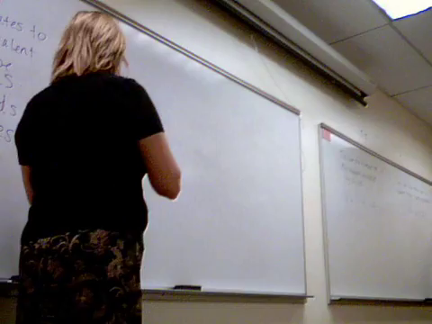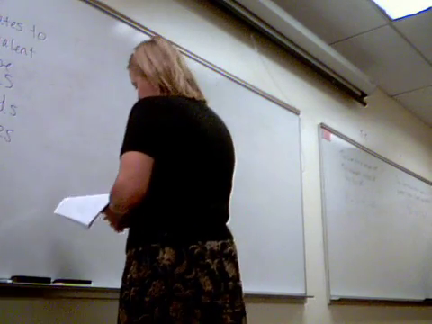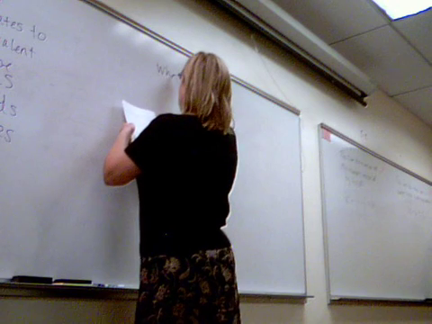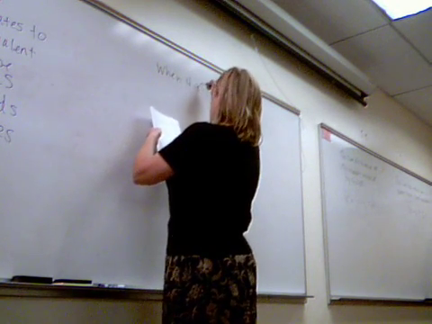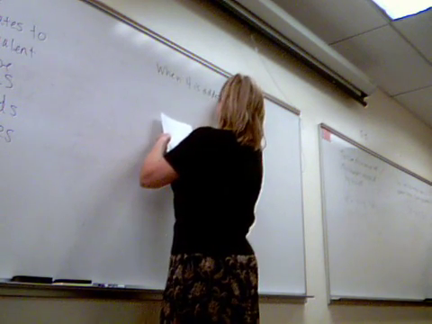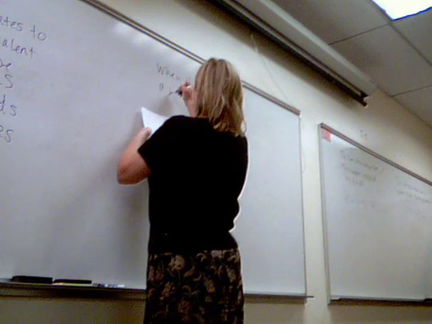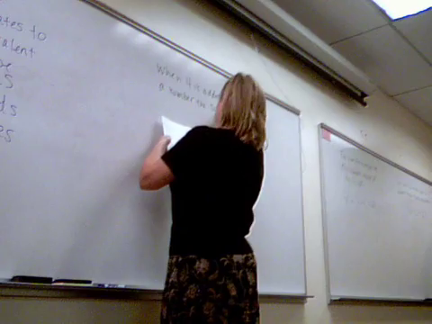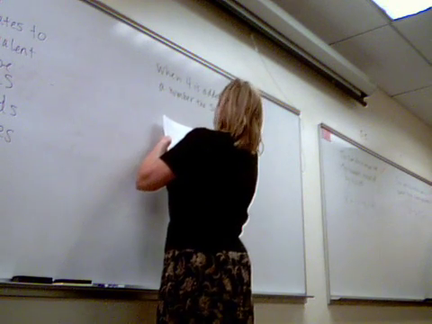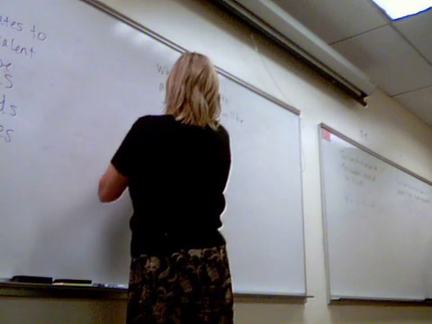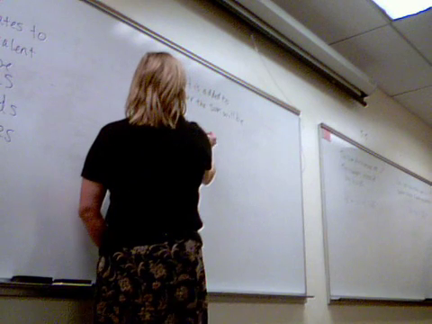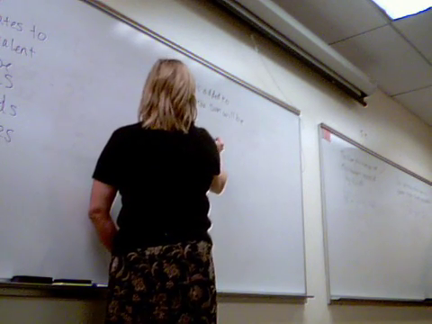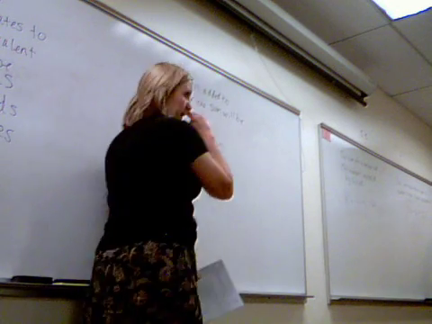And here's an example of using one of those. When 4 is added to a number, the sum will be, here's our key word, 20. So when 4 is added to a number, the sum will be 20.